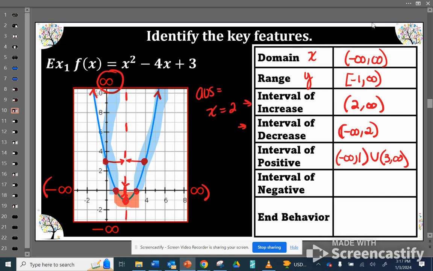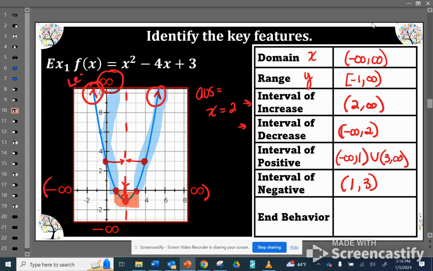So then in between our 1 and 3, the y values are negative. So at (1, 0) and then up until (3, 0), from 1 to 3, the graph has negative y values. But again, we're not going to include the 1 and 3 because that's (1, 0), and 0 is not a negative value.